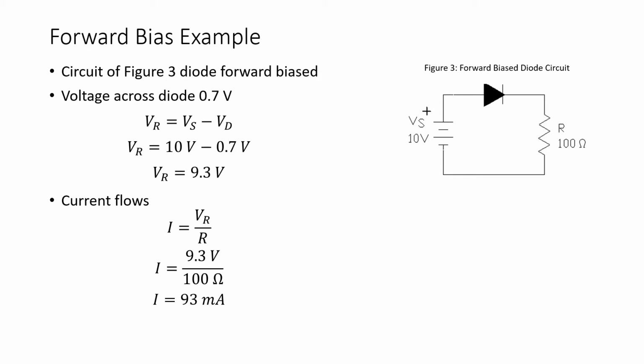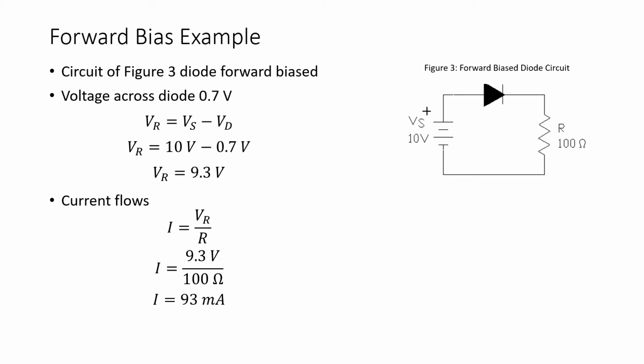So first off, we'll make use of Kirchhoff's voltage law, which says that around any closed loop, the sum of the voltage rises and drops must be 0. So we know that the voltage across the diode and the voltage across the resistor must add up to the source voltage, 10 volts. So to find the voltage across the resistor, we take V source minus the voltage across the diode, 10 volts minus 0.7 volts, gives us a voltage drop of 9.3 volts across the resistor.